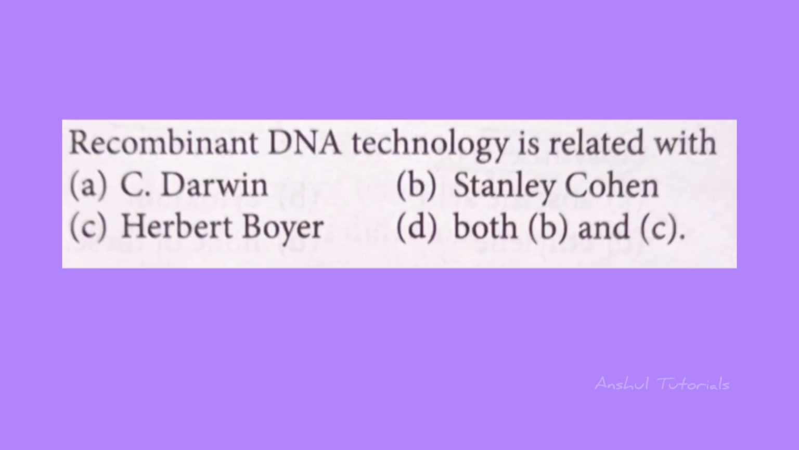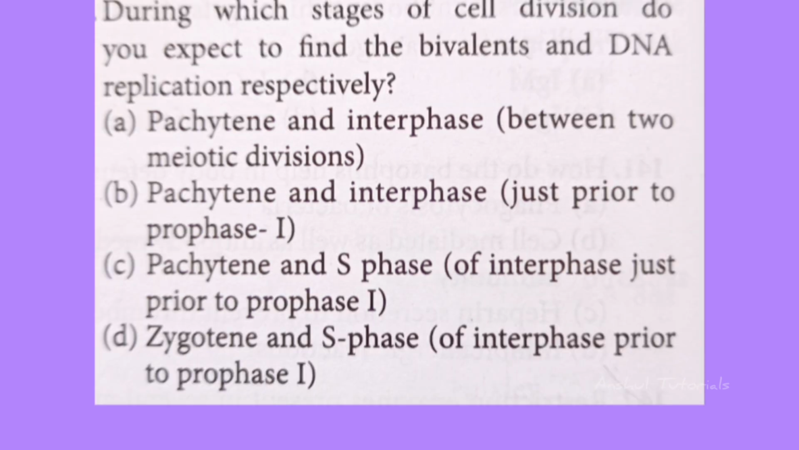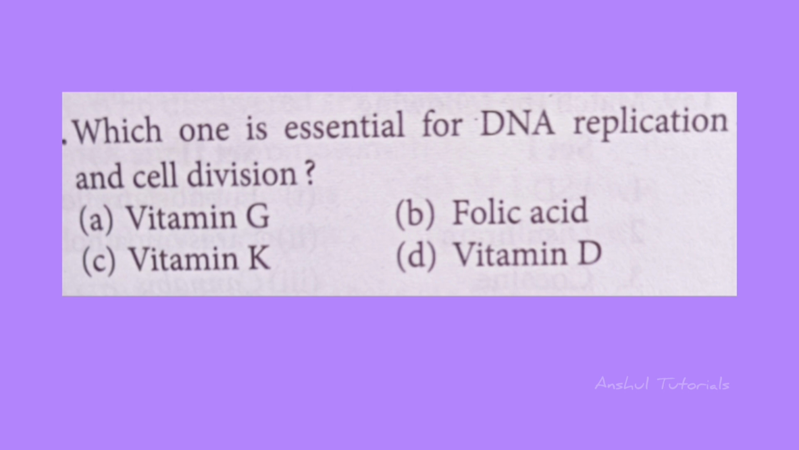And the next question is, recombinant DNA technology is related with, so the correct answer is option, that is both B and C. And the next question is, in Dryopteris, so the correct answer is option B, that is gametophyte is independent. And the next question is, at which stage of the cell cycle do you expect to find the bivalent and DNA replication respectively? So the correct answer is option D, that is zygotene and S phase of interphase prior to prophase 1. Which one is essential for DNA replication and cell division? So the correct answer is option B, that is folic acid.